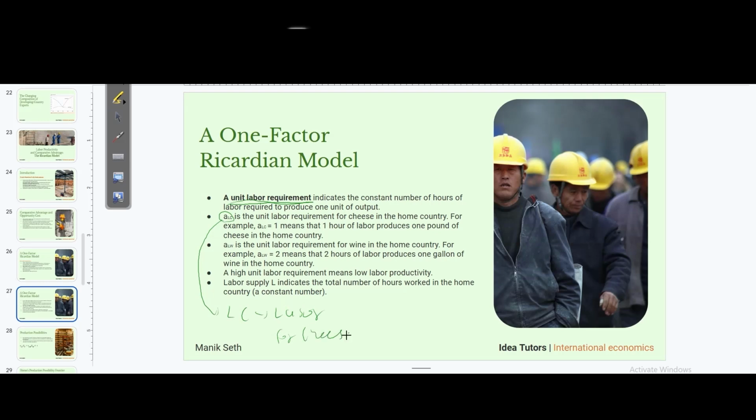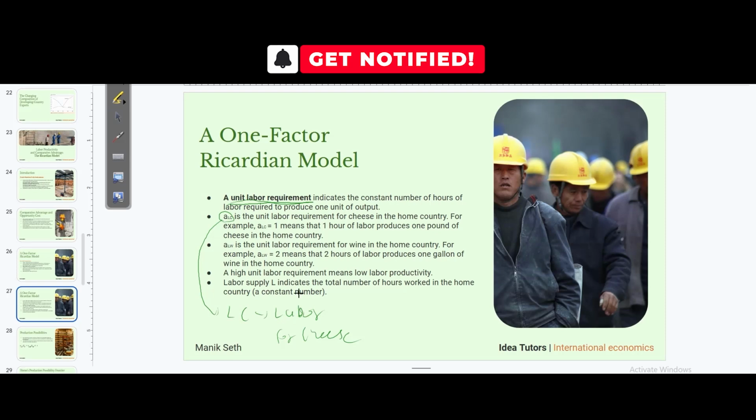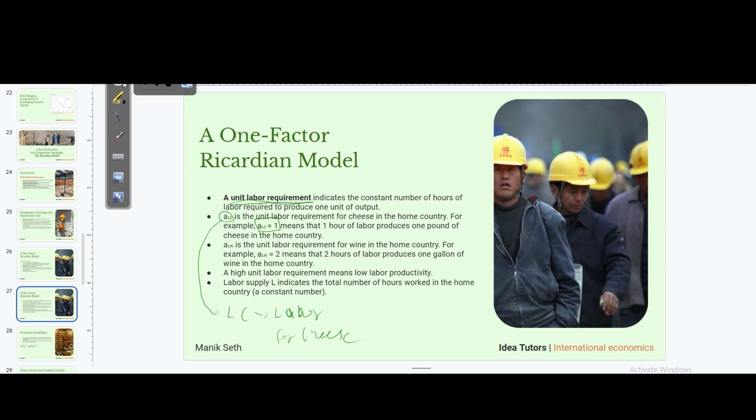So aLC is the unit labor requirement for cheese in the home country, and let's say aLC is equal to 1. aLC equal to 1 means that 1 hour of labor is required to produce 1 unit of cheese, or in this case 1 pound of cheese. So aLC is the labor requirement, measured in hours. Similarly for wine, it is aLW, labor for wine. We are assuming that aLW, the labor requirement for producing a unit of wine, is 2. So 2 hours of labor are needed to produce 1 gallon of wine.